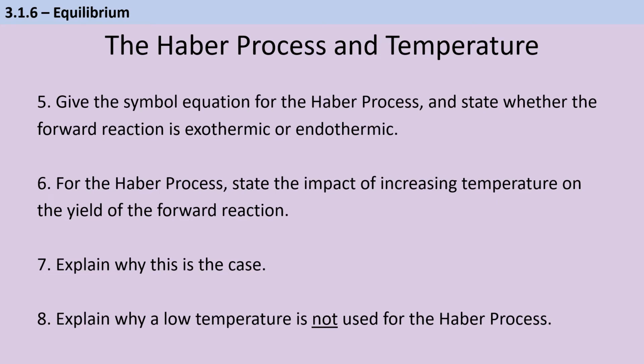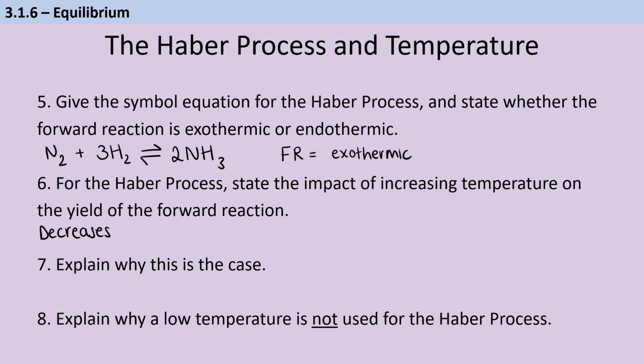As you probably recall from GCSE, the Haber process is the industrial process where nitrogen and hydrogen are combined in order to make ammonia, which is really useful as a fertiliser and for making chemical weapons and all sorts of other things. So in this process, 1 mole of nitrogen combines with 3 moles of hydrogen in order to make 2 moles of ammonia. This is a process where the forward reaction is exothermic, and that means that if you increase the temperature, this decreases the yield.